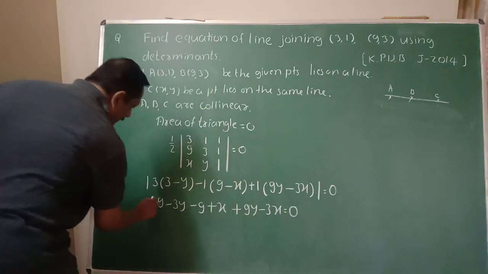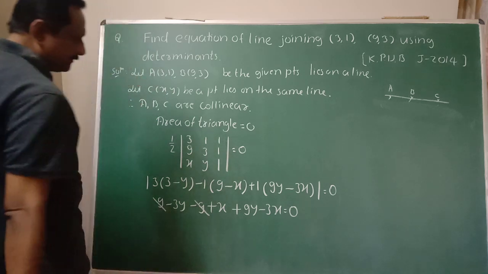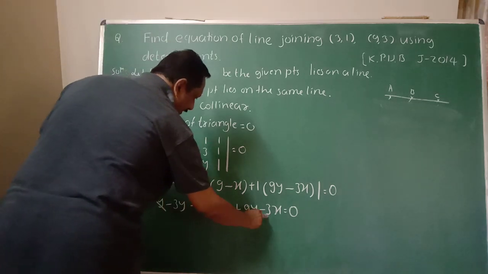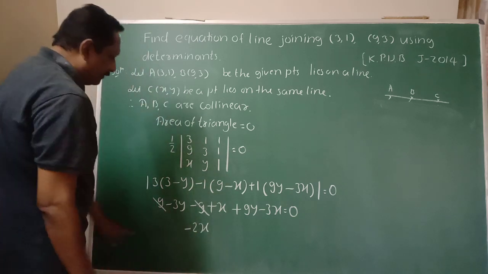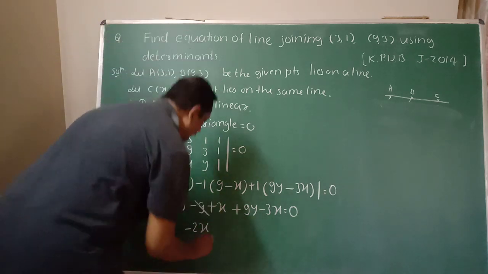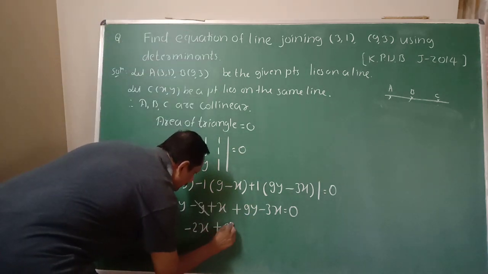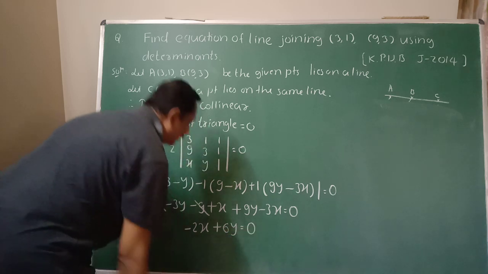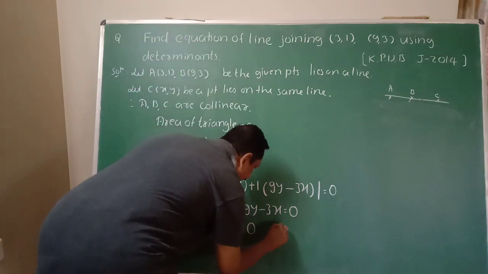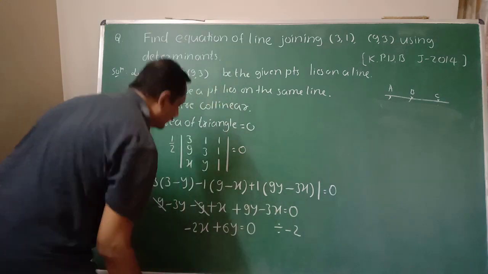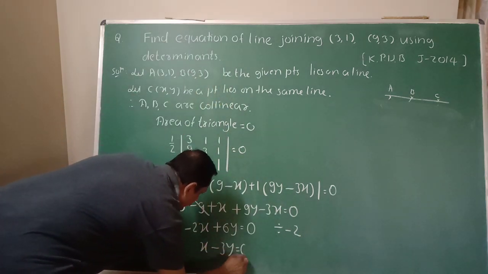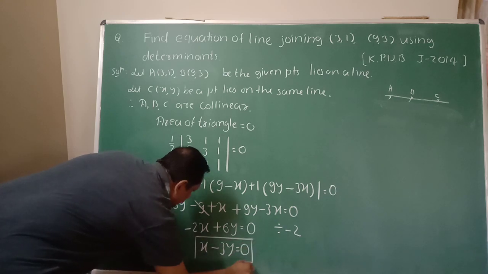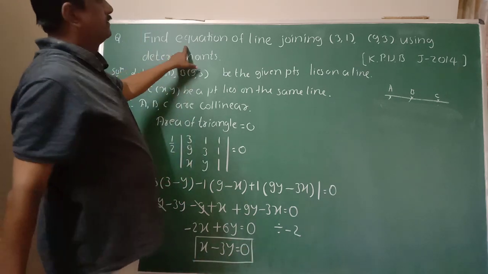Then plus 9 and minus 9 cancel here. x minus 3x is minus 2x here. And minus 3y plus 9y is 6y is equal to 0. Then dividing both sides by minus 2 here, we get x minus 3y is equal to 0. So this is the required equation of the line.